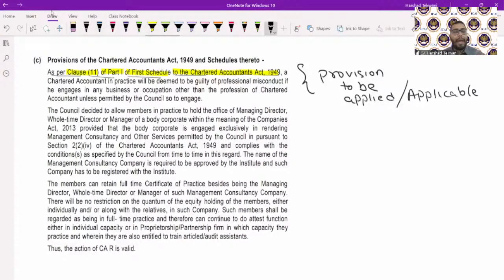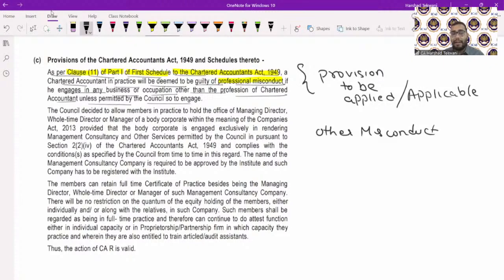Now, as per clause 11, part 1 of first schedule to the Chartered Accountants Act, a chartered accountant in practice will be deemed to be guilty of professional misconduct if he engages in any other business or occupation other than the profession of chartered accountant unless permitted by council to engage. Now, there are certain things that, if we change, will change the meaning of the whole sentence. Some people forget to write professional misconduct. Some might write other misconduct instead of professional, or they might write guilty of misconduct without the word professional.